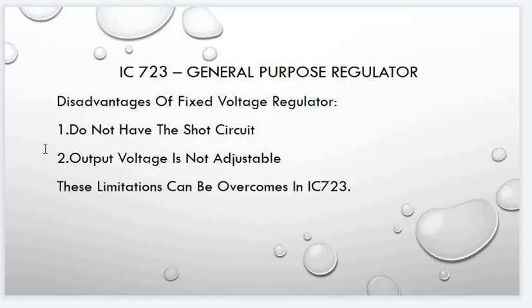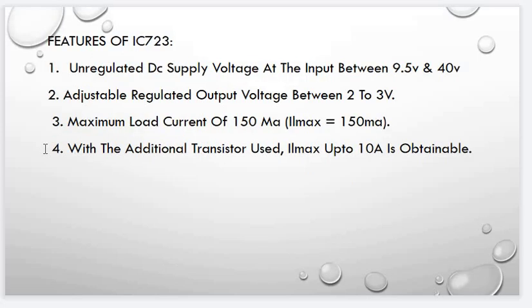General purpose voltage regulator overcomes the drawbacks of fixed voltage regulator. Some of the drawbacks are that they do not have short circuit protection and the output voltage is not adjustable. This limitation can be overcome in IC723 general purpose voltage regulator.